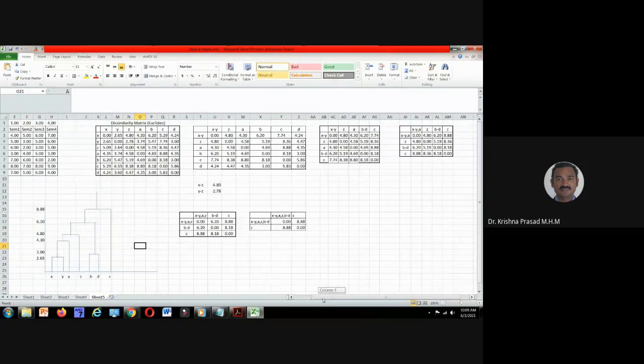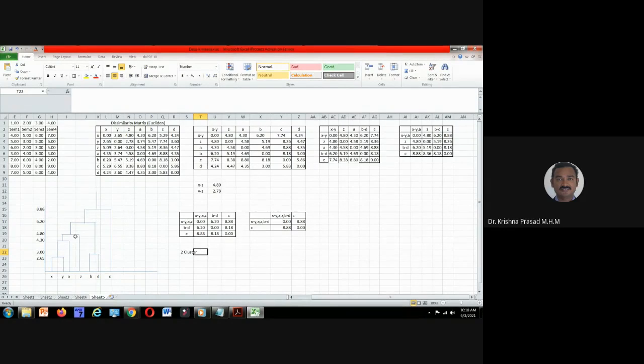clustering, please see here. This is the entire process I followed. Now tell me, how many clusters do you want to form? Friends, randomly tell me how many clusters I need to form. Suppose your answer is two clusters. Where do I need to cut the tree? At this place. If I cut in between 6.20 and 8.8, I can get two clusters.